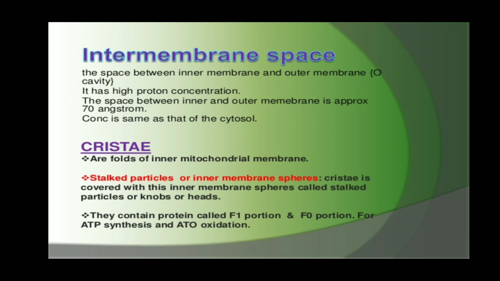Okay, then you will see the next component, which is called the cristae. These are the folds of the inner mitochondrial membrane. They show stacked-like particles or inner membrane spheres. The cristae is covered with these inner membrane spheres, called stalk particles, knobs, or also heads. They contain the proteins called the F1 portion and F0 portion for ATP synthesis and oxidation.